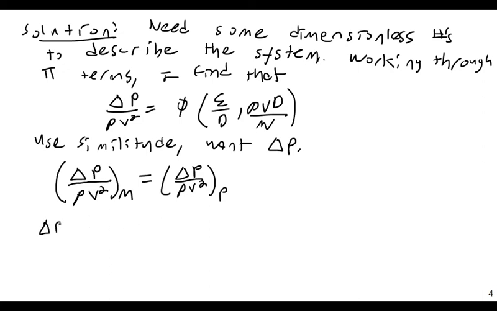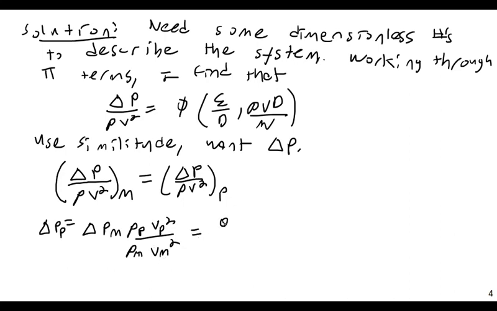And so if I solve for delta P of the prototype, I get that delta P of the prototype is delta P of the model, times rho P VP squared divided by rho M VM squared. So it's going to be the change in pressure of the model, the pressure drop on the model, times the density of the fluid in the prototype, the actual toxic fluid, times velocity squared, divided by the density of the model fluid or water, and multiplied by the velocity of the model squared.